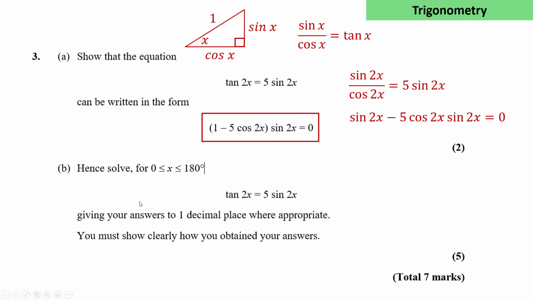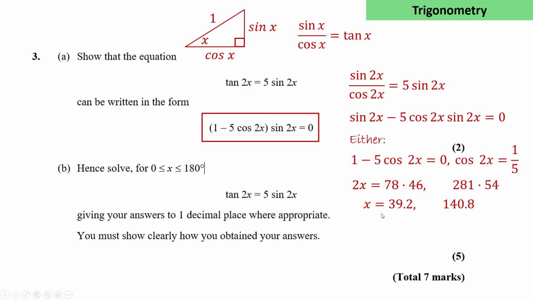In Part B, we're asked to solve the equation tan 2x equals 5 sine 2x. So that's equivalent to solving 1 minus 5 cos 2x times sine 2x equals 0. This is satisfied when either the first factor, 1 minus 5 cos 2x equals 0, so cos 2x is a fifth, and we can solve that to see that x is 39.2 or 140.8, or when sine 2x equals 0, in which case x can be 0, 90 or 180.